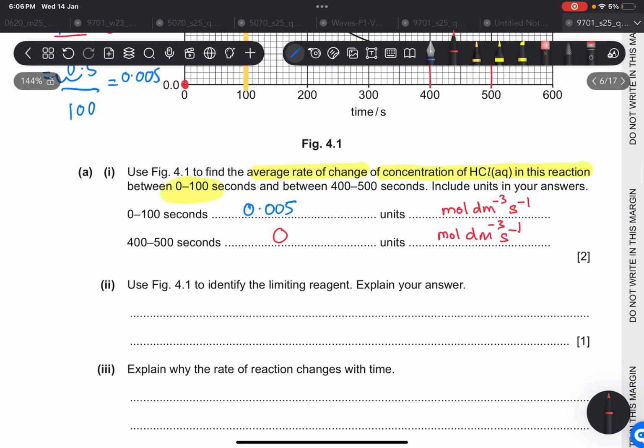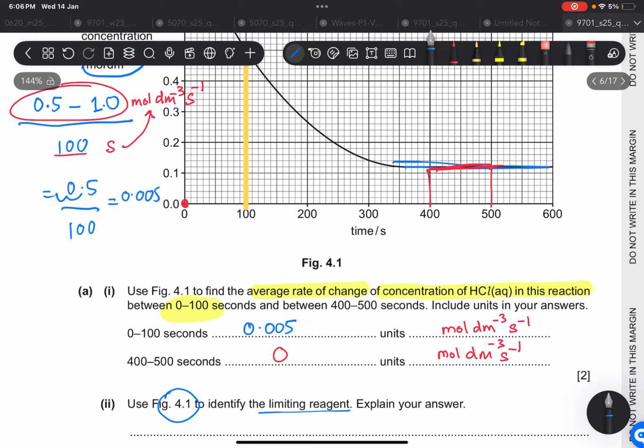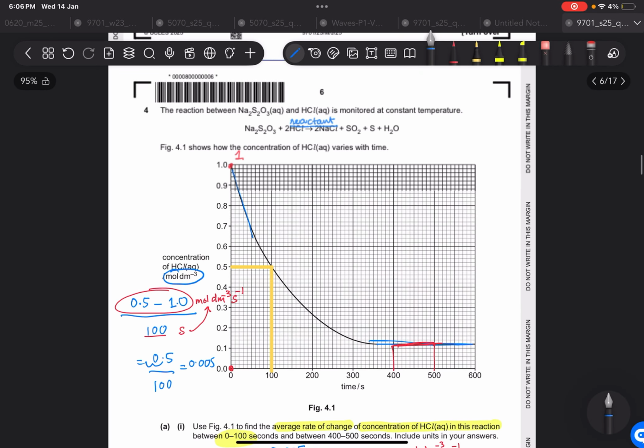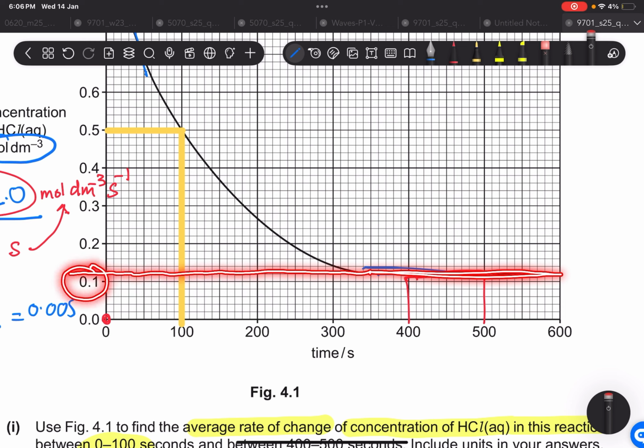Use figure 4.1 to identify the limiting reagent. Explain your answer. I need to use this figure and tell whether HCl is my limiting reagent or Na2SO3 is my limiting reagent. Now look, at this flat line the reaction has stopped. But even though the reaction has stopped, I have 0.1 mole per dm cube of my HCl left. Though the reaction is not happening and the line got flat, HCl is still left. That means HCl is in excess.